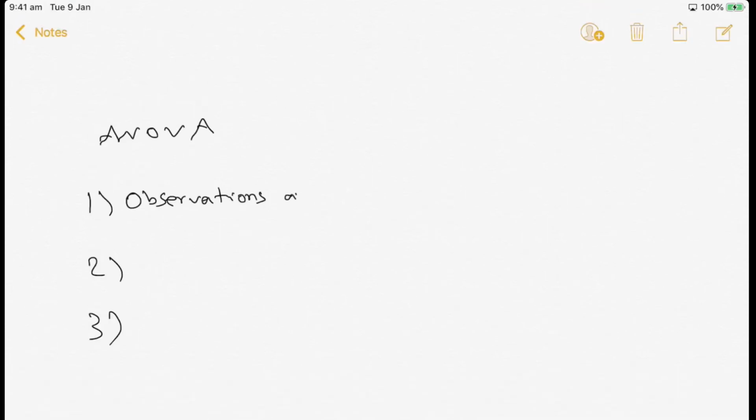The assumptions of ANOVA, we've got 3 assumptions. I'm going to list them here. 1, observations are independent within each group. We've got 4 groups. The observations should be independent. Are they independent?